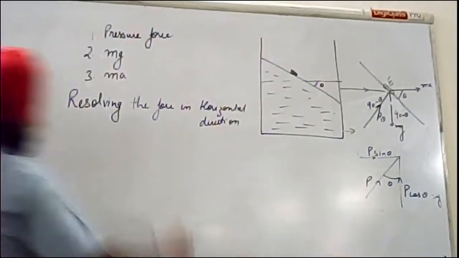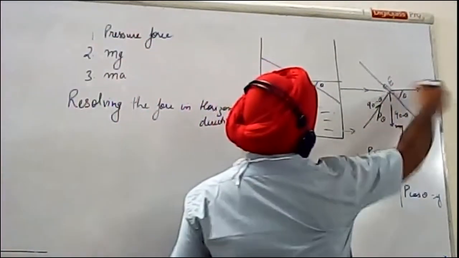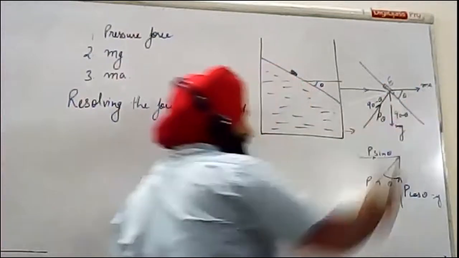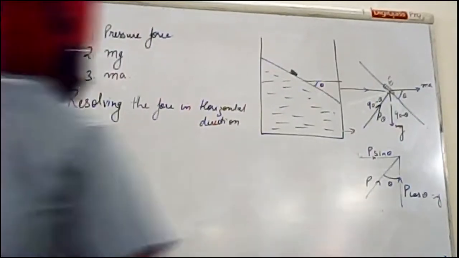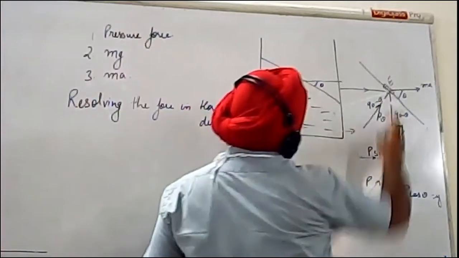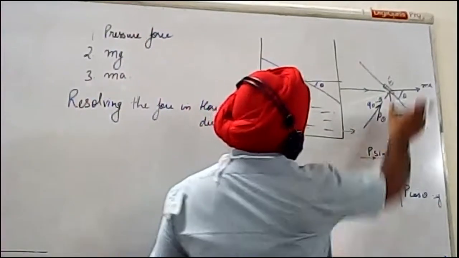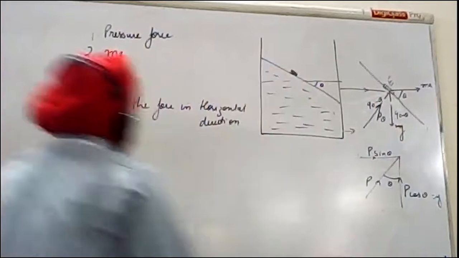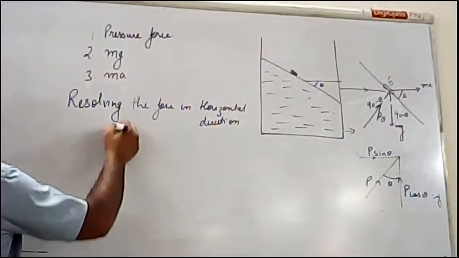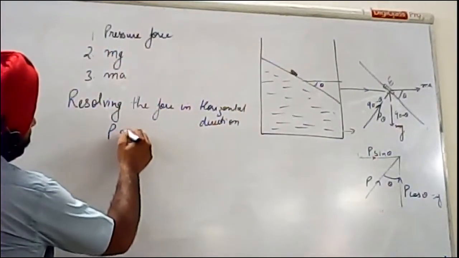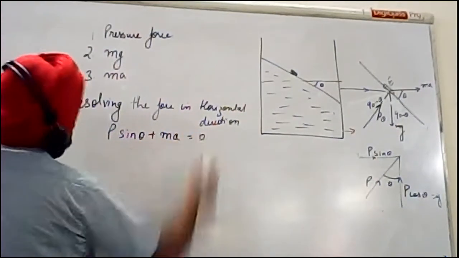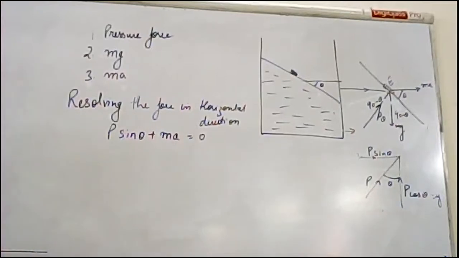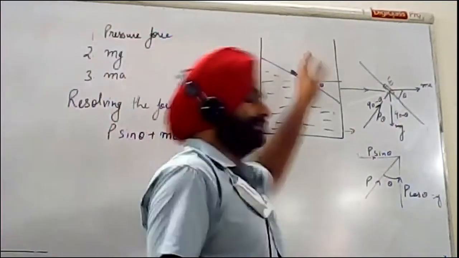In the horizontal direction, there are two forces. In this case, one is ma and another one is the pressure force. Now this is acting in this direction. If you take the component, this is also in this direction and this ma is also in this direction. That means both are in the same direction. So you can take P sin theta plus ma is equal to 0 under equilibrium condition. Why are we taking 0? There is no change in this angle.